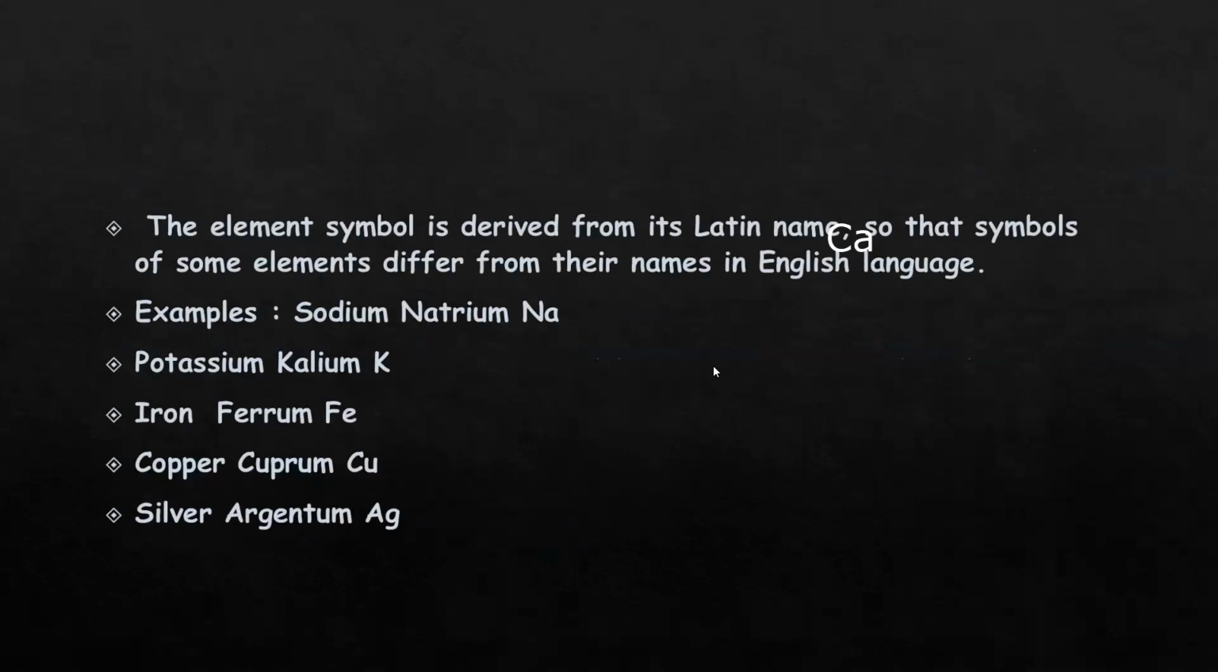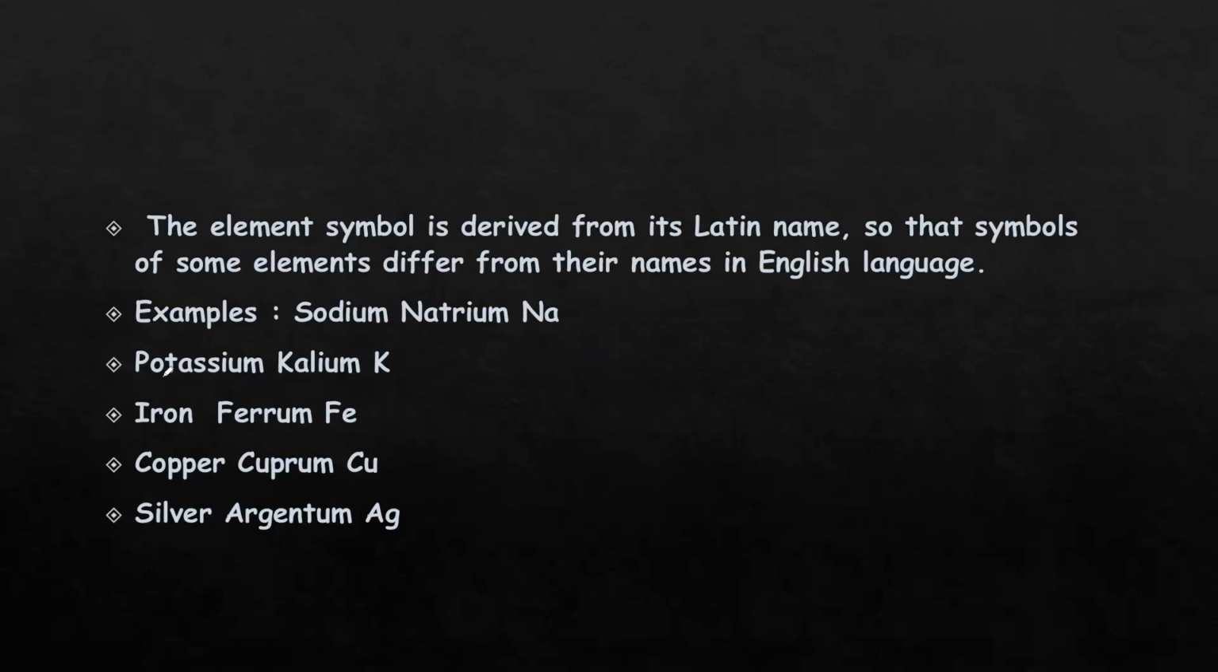Right? And like we said, sometimes the symbol is away from this rule. Sometimes I'm not writing the first letter because the symbol is derived from the Latin word of this element, which differs from its name in English. They are using only the Latin language. Like we said, sodium is natrium, that's why it's Na.